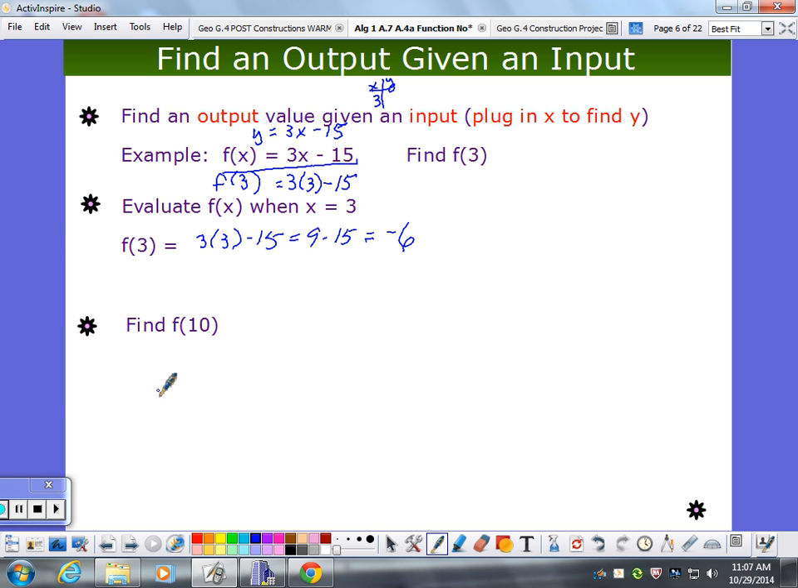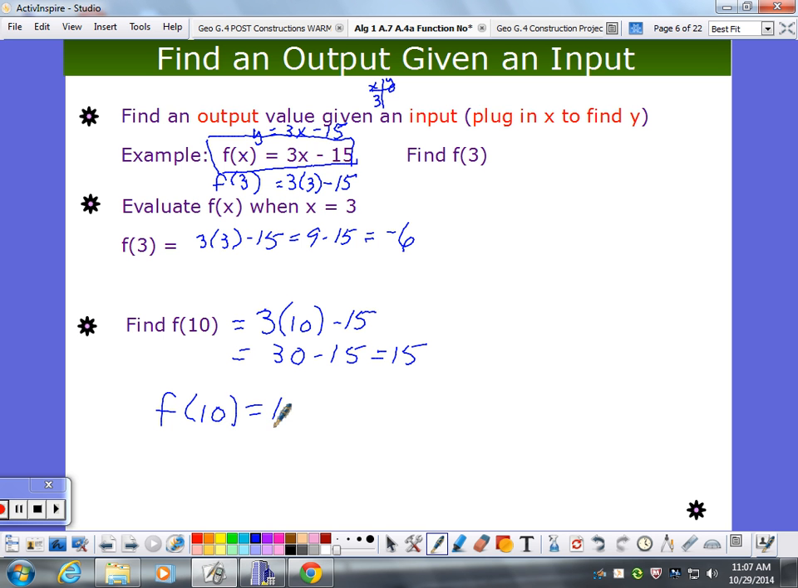How about what's f of 10? How would I find f of 10 if this is f of x? Ryan, what would I do? So what should I write here? Equals what? 3 times 10, and that equals 30 minus 15 equals 15. So f of 10 equals 15. Any other questions?